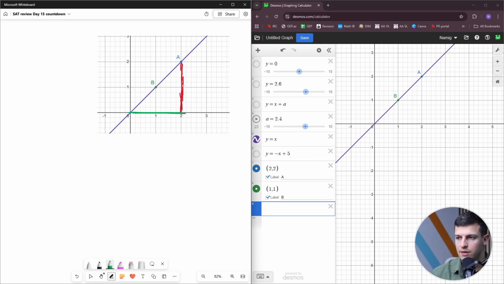Okay, so for A and B, I need to look at this part, basically, okay? How much did x change from 2 to 1? It changed 1 coordinate, right? And from B here, how much did y change? Again, also 1. So what we did, m equals 1 over 1 equals 1. Okay, that's how we just found our slope.